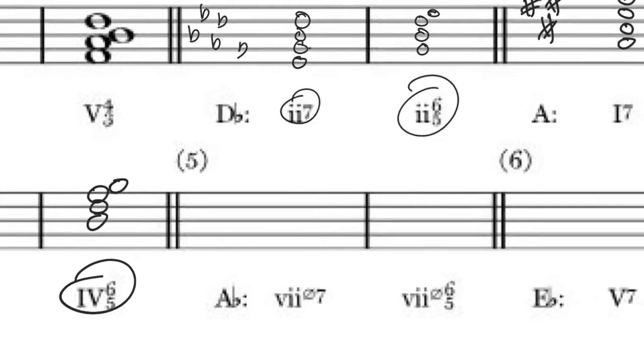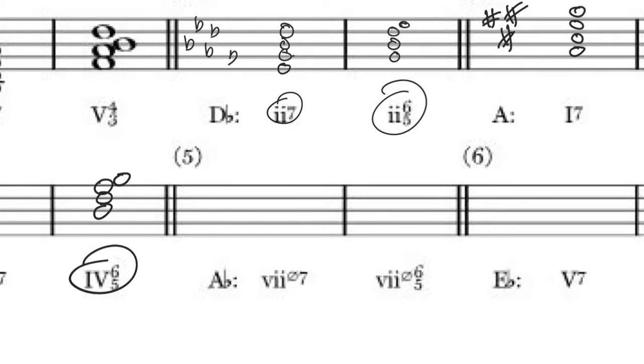So we have our half diminished 7. A flat would be four flats: B, A, E. And then we need our chord: G, B flat, D flat, F. So that's our half diminished 7. Now we have to make it first inversion. Our third is in the bass, so we need B, D, F, and G.